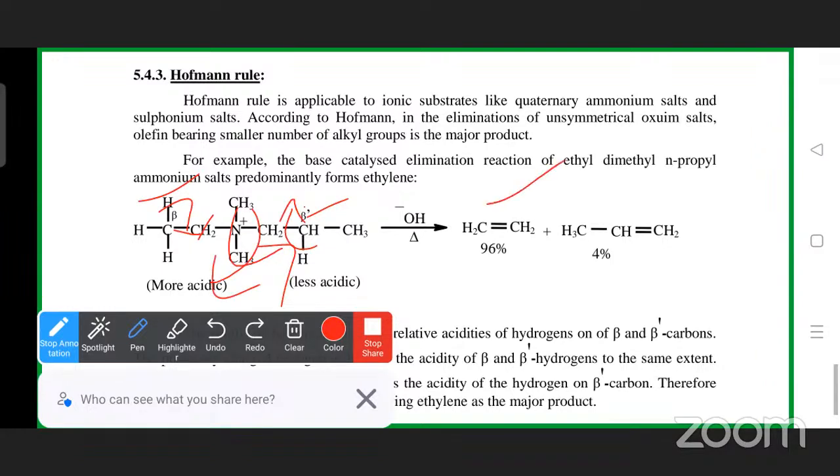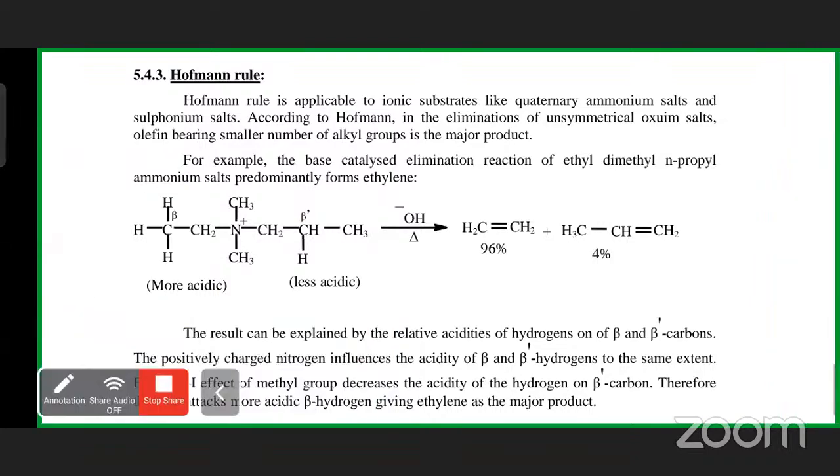So we are getting two products here: this is ethylene, and this is 1-propene. Ethylene is obtained as the major product, and 1-propene is obtained as a minor product. So this is reverse: the Hofmann rule is the reverse of the Saytzeff rule here, so the less substituted olefin is the more stable one in the Hofmann rule.